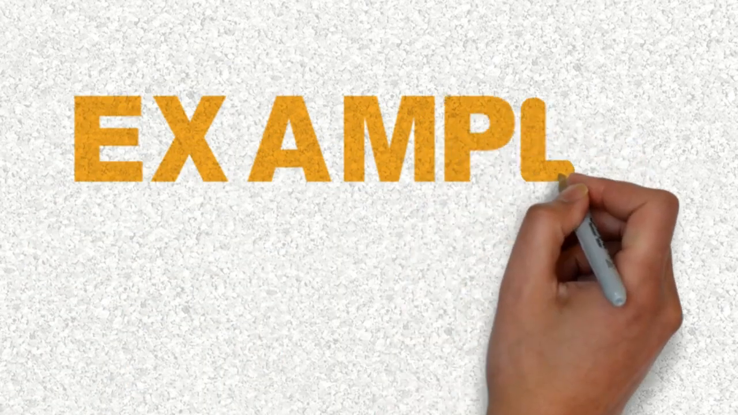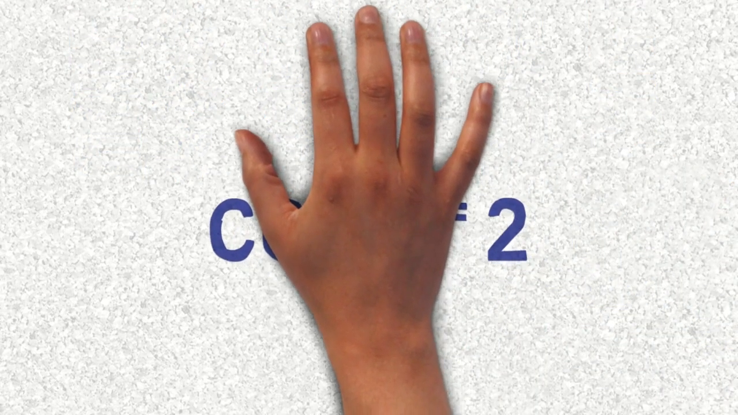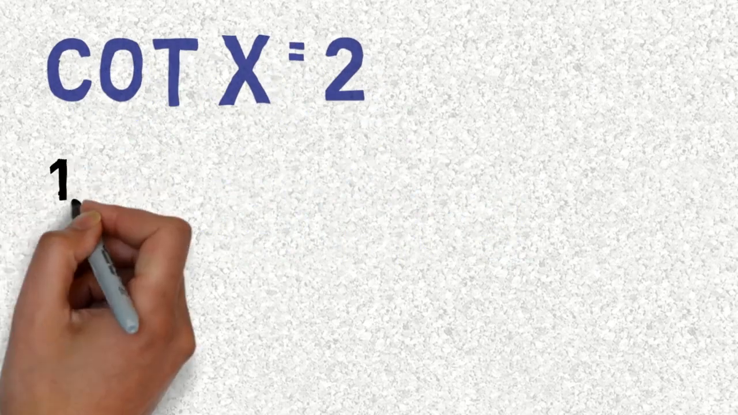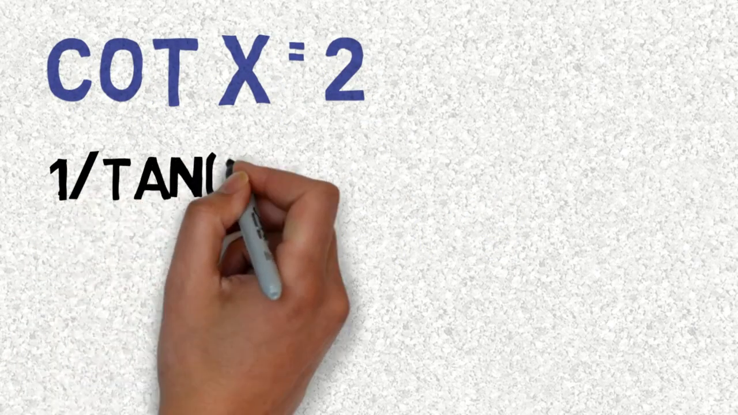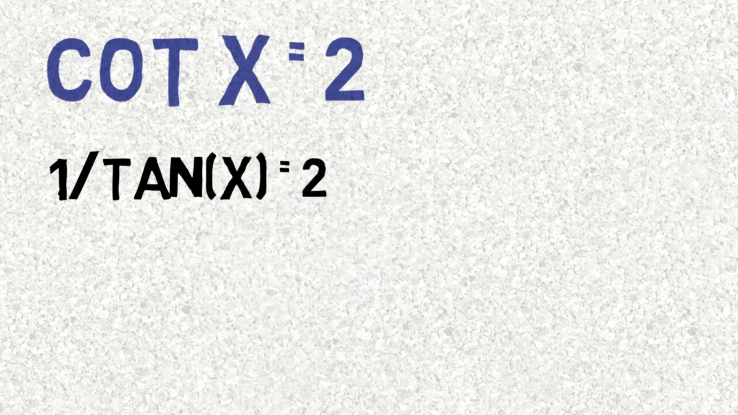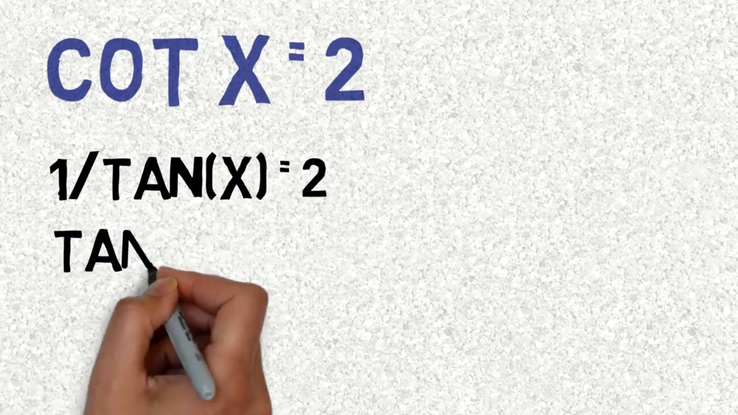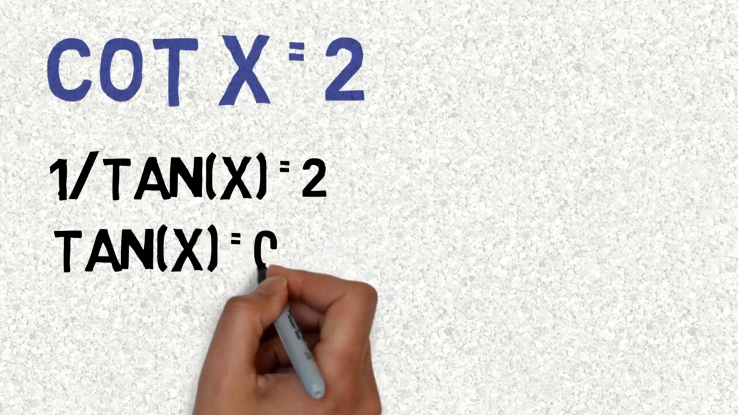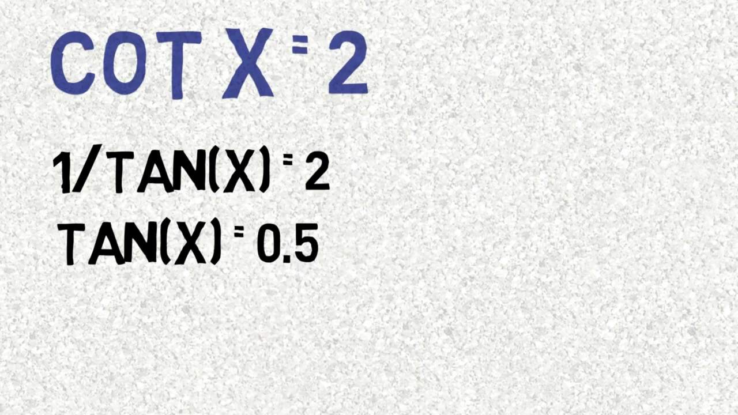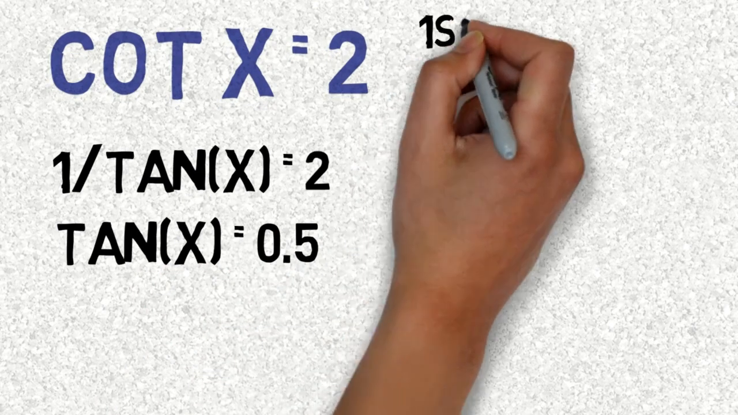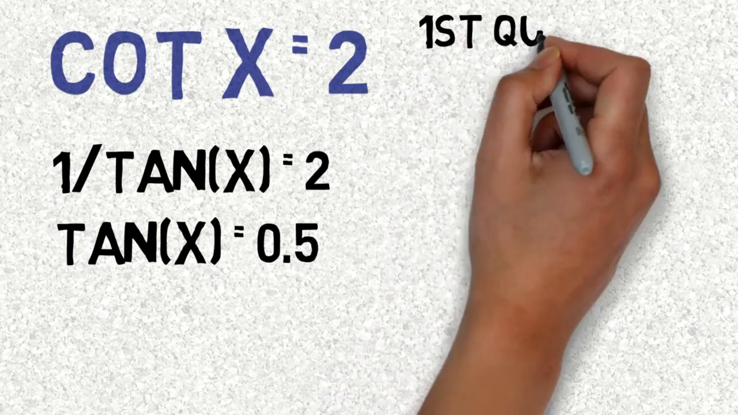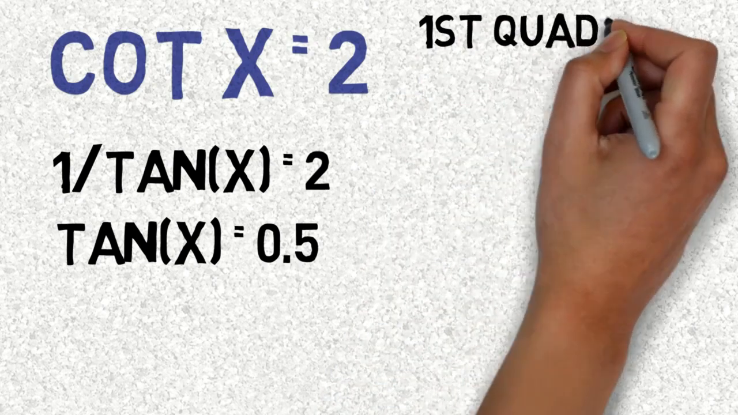Then we can continue. Let us consider the example here. Cot x is equal to 2. The range is 0 to 360 for x. So we can write cot as 1 by tan x is equal to 2. So tan x is equal to 1 by 2, which is equal to 0.5. Now because it is a positive tan, the angle will be in the first quadrant and the third quadrant.